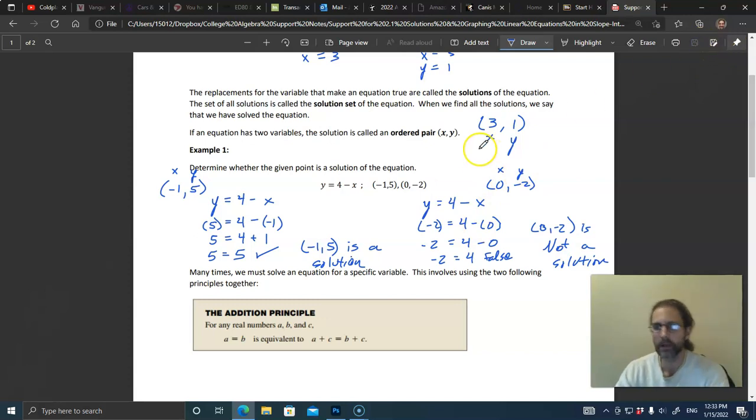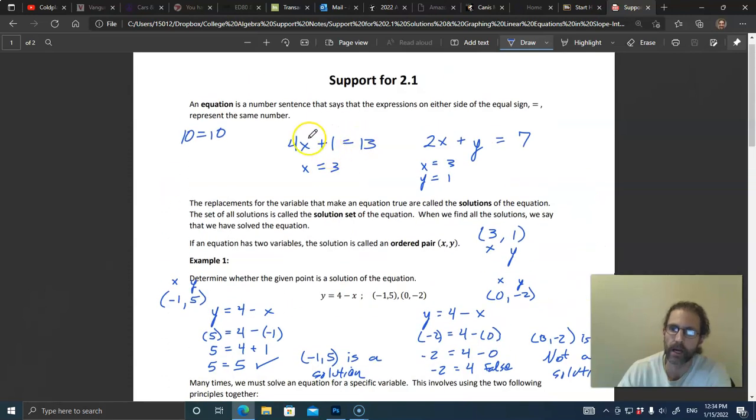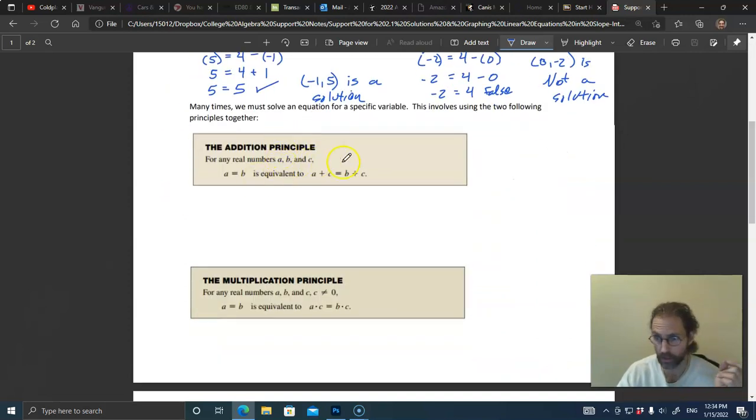All right. Now let's move on. It says many times we're going to have to solve equations. So if you look back up here, I just really solved these in my head. Like this one right here, I could just kind of look at it and see that x has to represent a 3 in order for this to turn into a 13. But many times, guys, you can't just look at these and determine what the solution is going to be without doing some work. And that's what these two principles talk about.